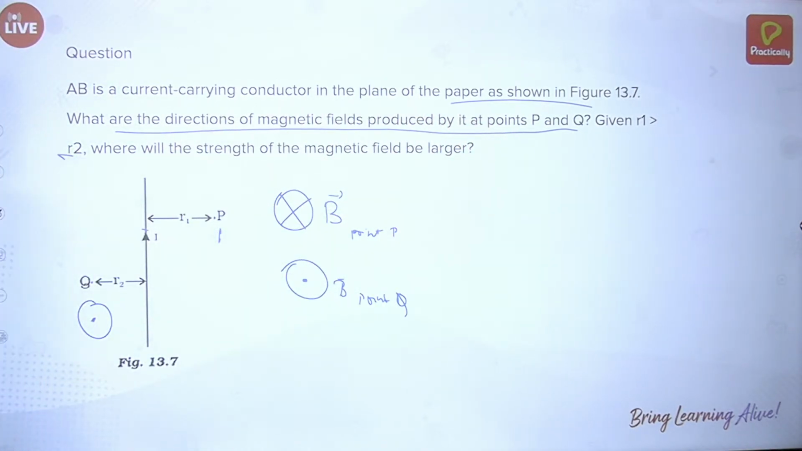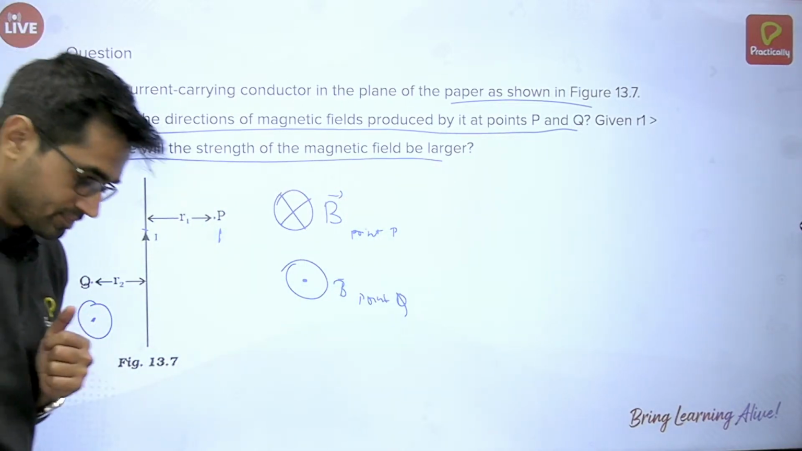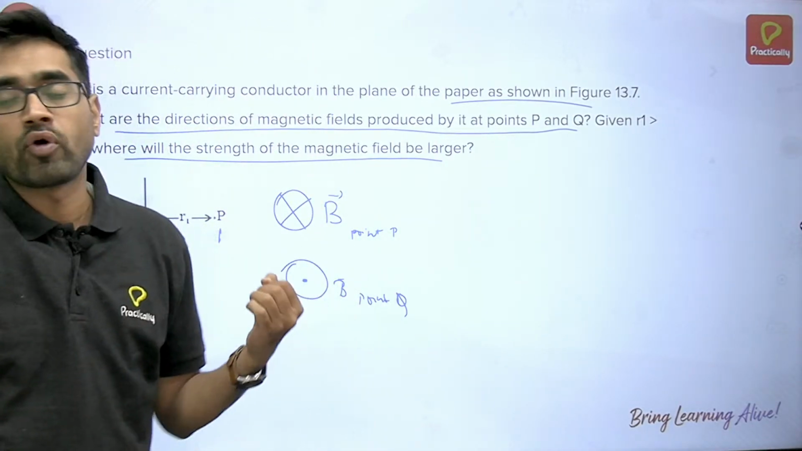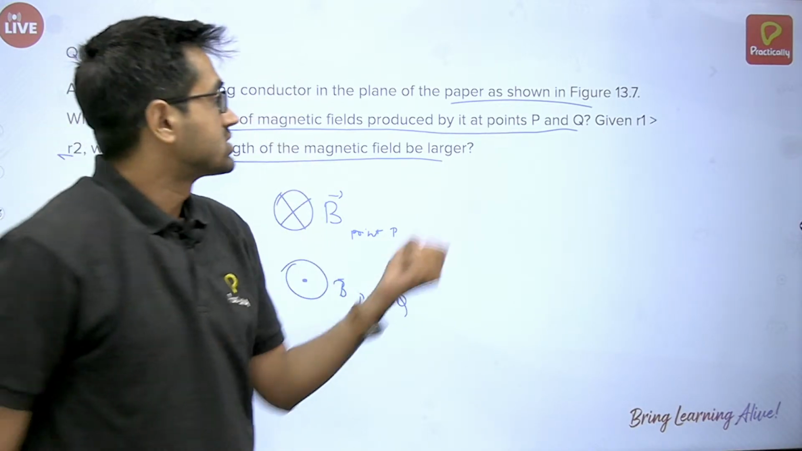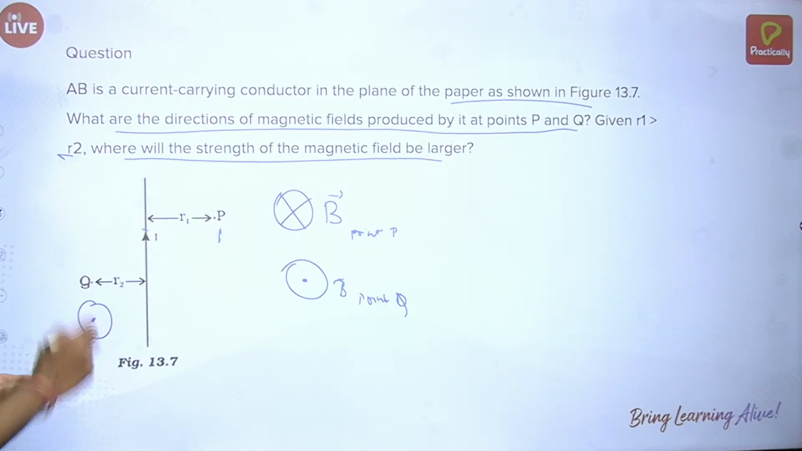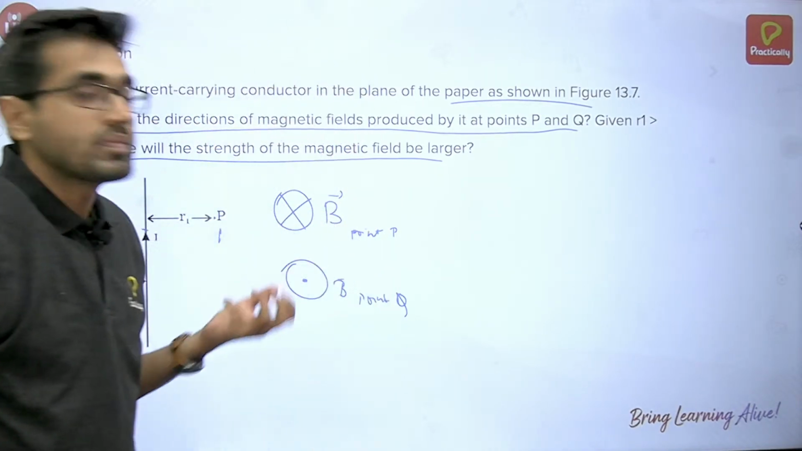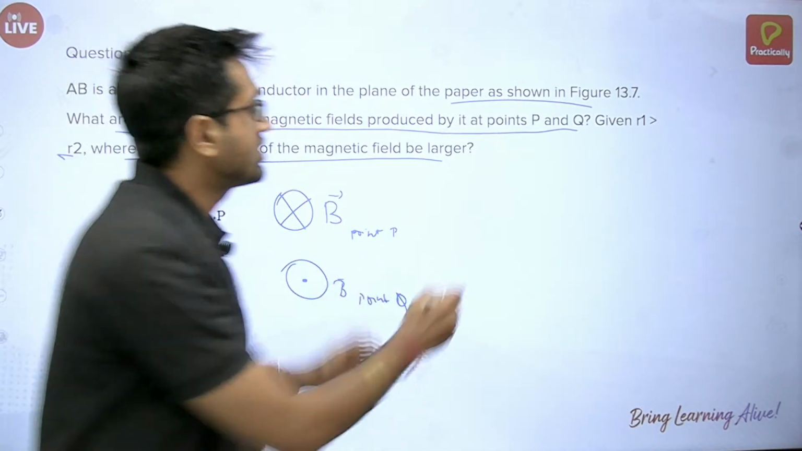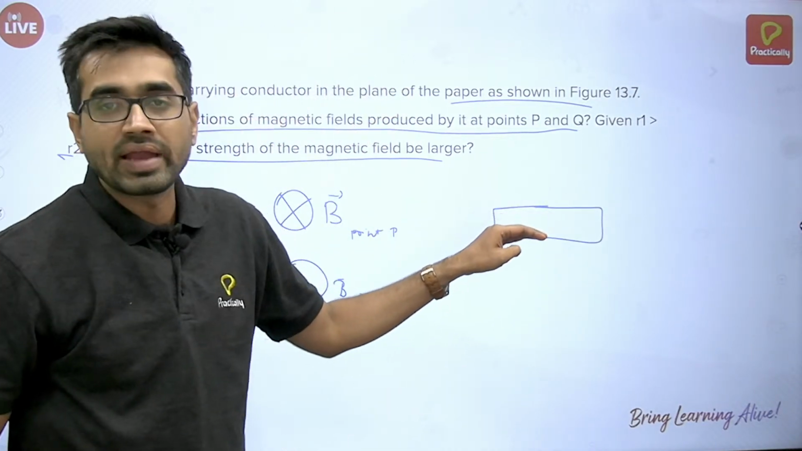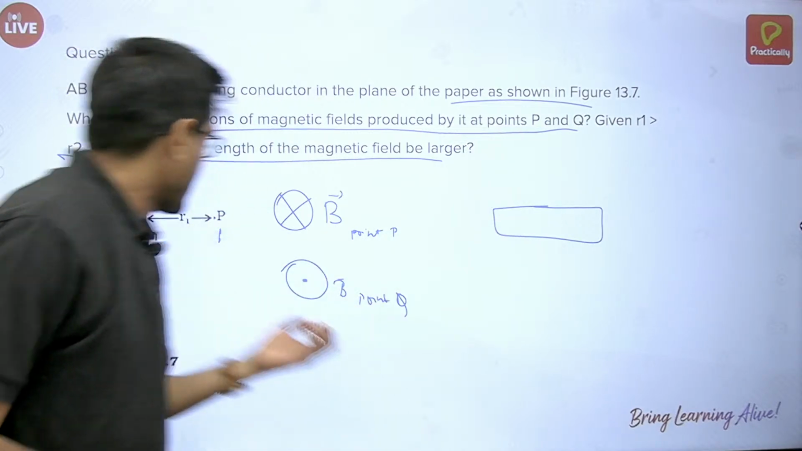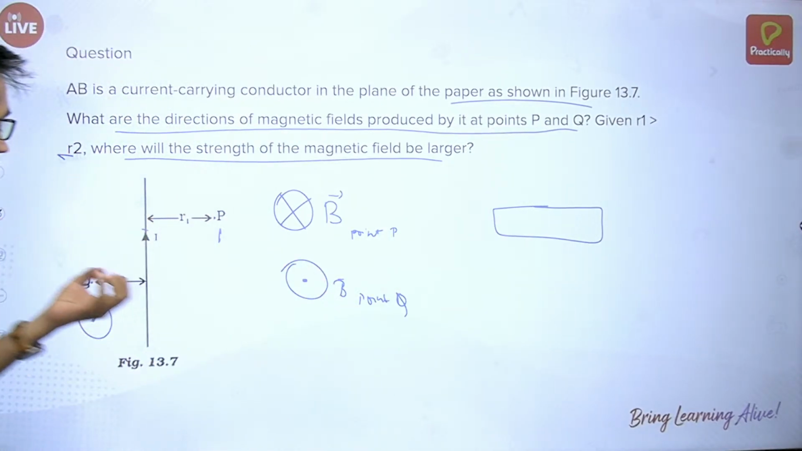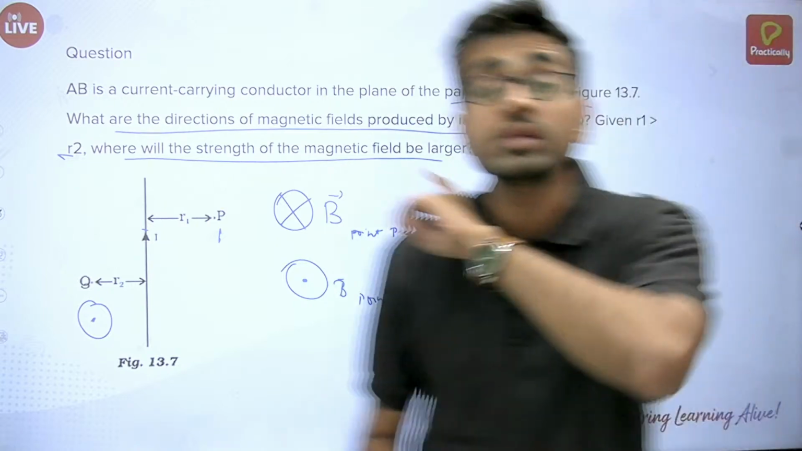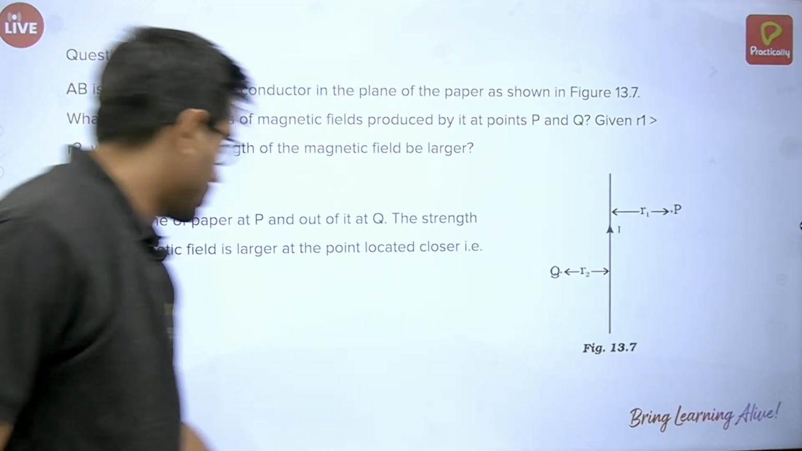Now given R1 is greater than R2, what will be the strength of the magnetic field? Where actually will it be larger? Simple application: the farther the distance of the point is from the current carrying wire, the weaker the field is. Since the distance of point P is more than that of point Q, the field will be larger at point Q because it is at a shorter distance. The higher the distance, the lower the value of the field. This is a simple rule of magnetic field. The closer you are to the magnet, the higher it is; the farther, the lower. So when I'm moving very far away from the wire, the field is dropping. At Q, I'm closer to the wire, and therefore the field is large compared to the point P. Okay, let's go to the next one.